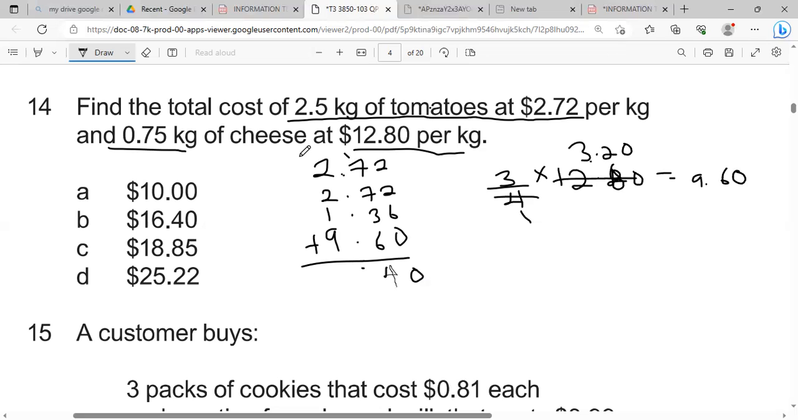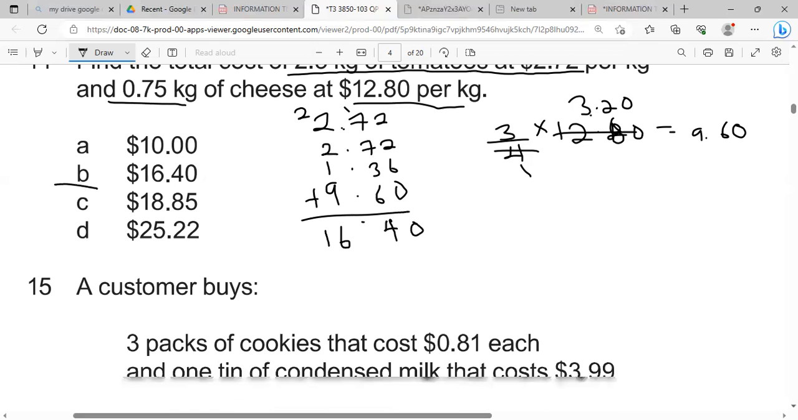So carry over 2. 2 and 2 is 4, 6, 7, 7 and 9, 16. So that is $16.40. So that will be B. All right, let's look at number 15.